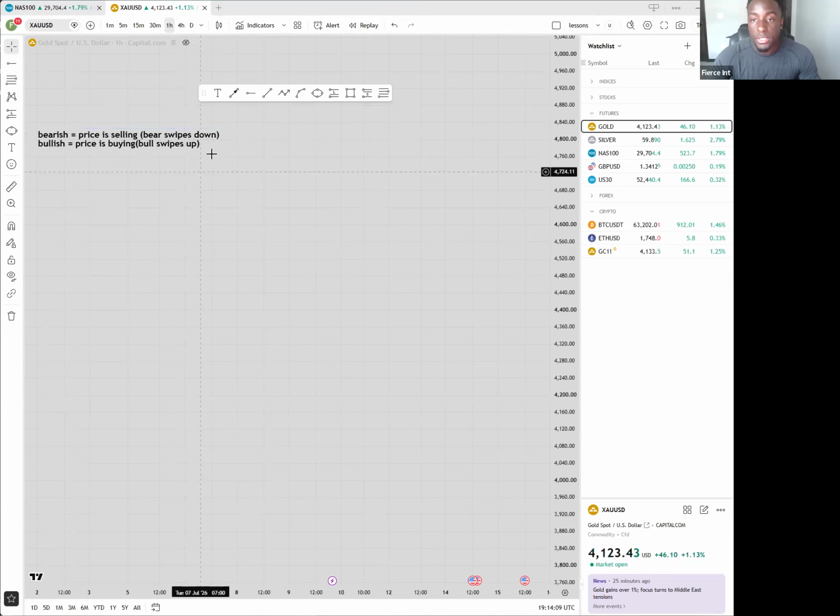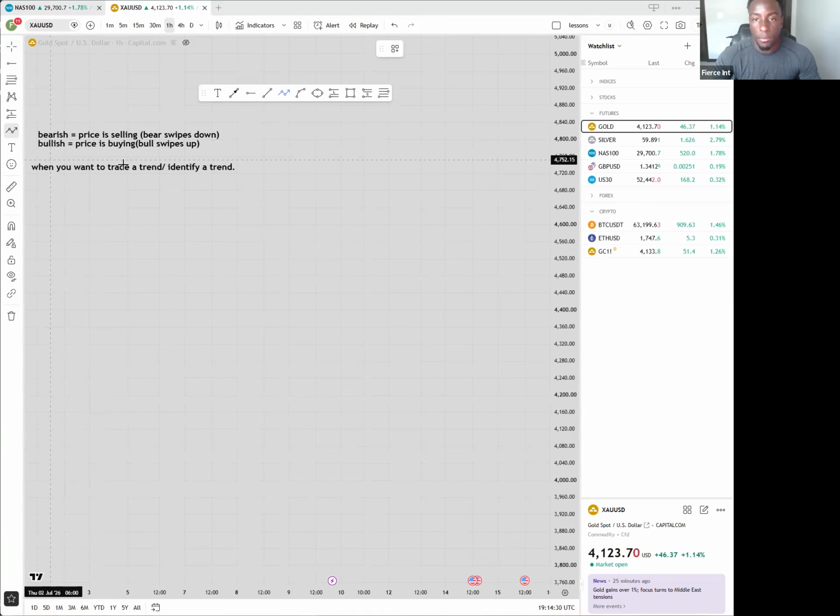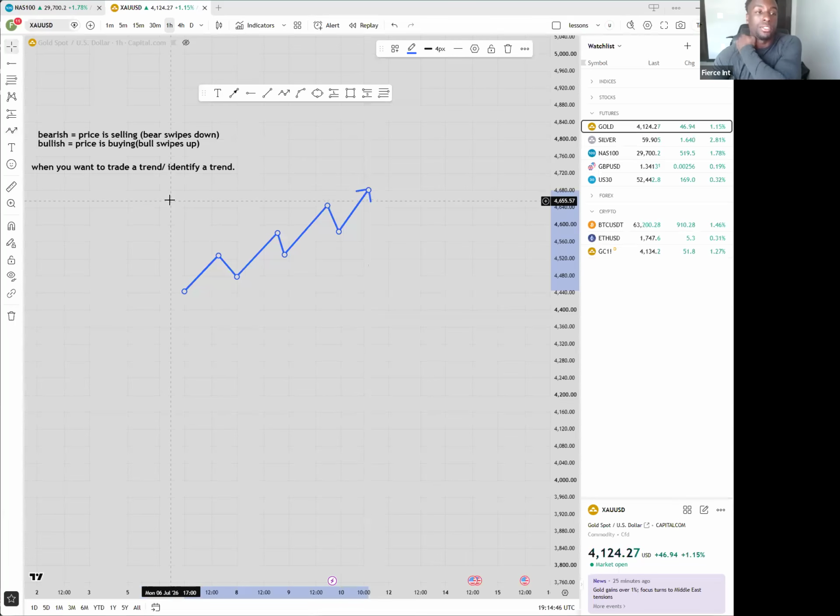Now the next one is when you want to trade a trend, in other words, identify a trend. These are the key areas you have to look for. We're going to start with bullish. Let's just say price is currently buying right now and it's in a bullish trend. Price is going to go up, go up, go up. So this is the buy trend, as you can see.